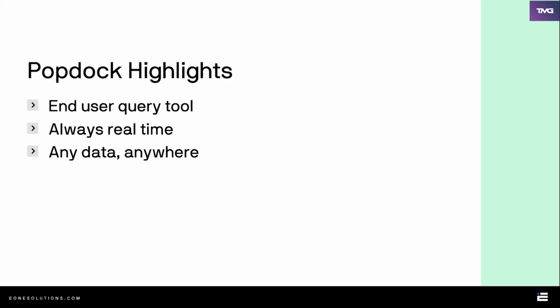What is Popdock? First and foremost, Popdock is an end user query tool. It's going to allow your team to access data in real time, not necessarily in the application that they're working. What sets Popdock apart? We're always real time. So it's not a tool like Power BI or SSRS. There's no data warehouse. Everything that you're going to see in Popdock is real time all the time. And then any data anywhere. So Tyler's going to show you Popdock in a few different applications as he demos today.